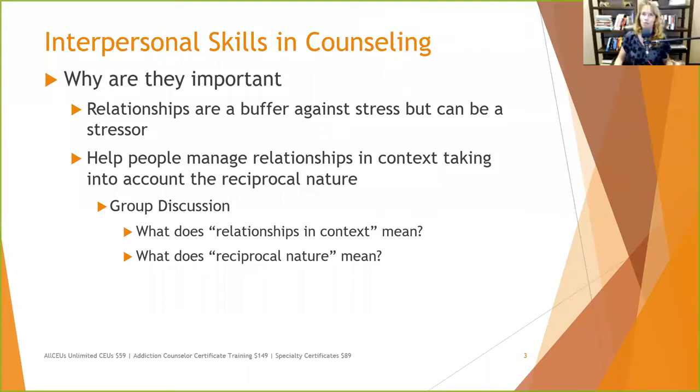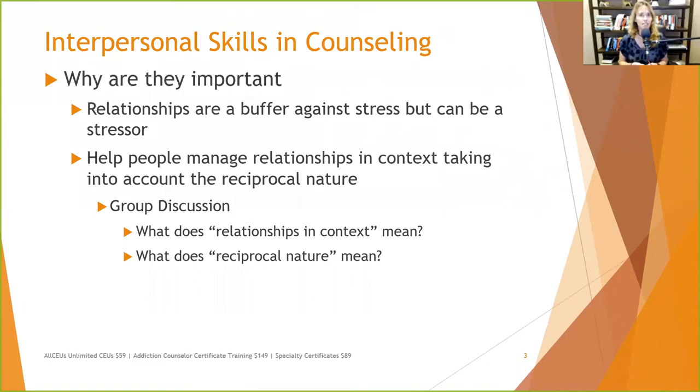So that's a whole lot of meta concept jibber jabber. When I teach this to a group of clients or even an individual, I ask them first, what do you think a relationship in context means? And it's really helping them understand we're not just talking about friendships.